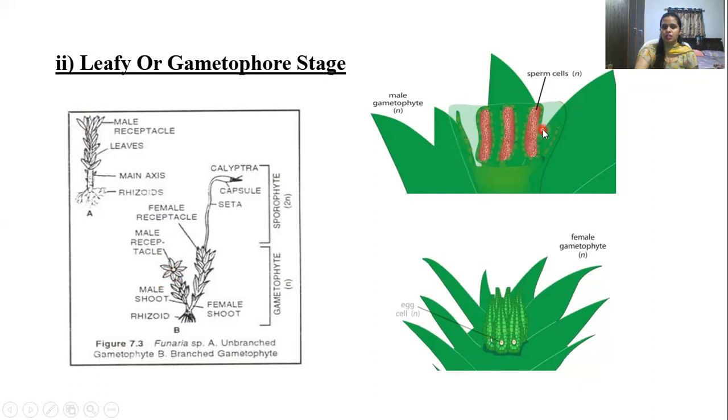This shows the enlarged portion. Inside this, it shows the antheridial head, which consists of antheridia, which give rise to the sperm cells, which are haploid in number. And the female receptacle consists of the archegonial head, which consists of archegonia, which give rise to the egg, which is haploid. After fertilization, it gives rise to the sporophyte, which consists of foot, seta, and capsule.